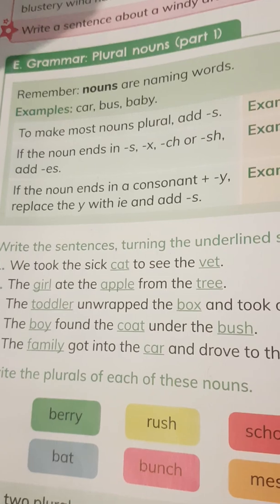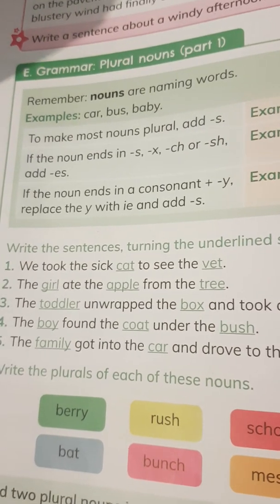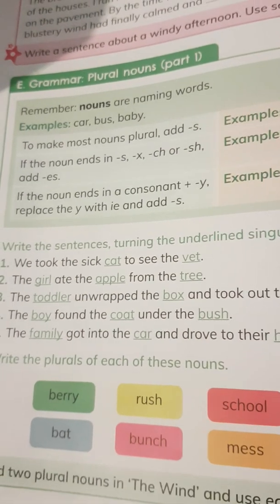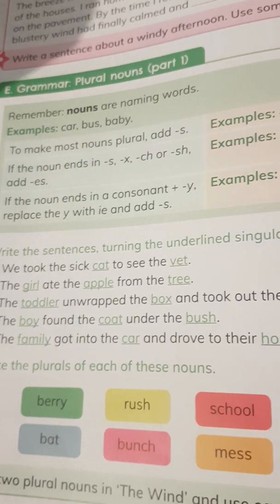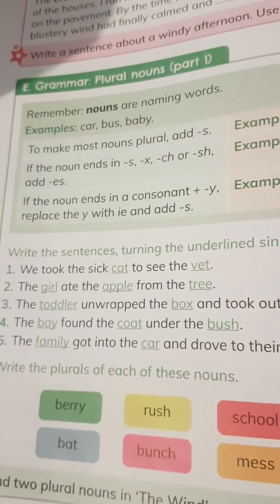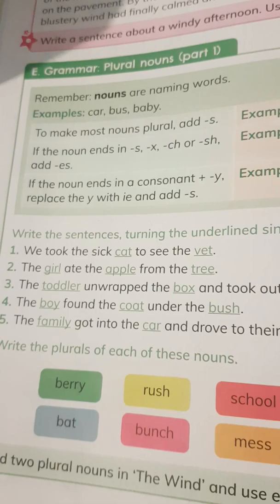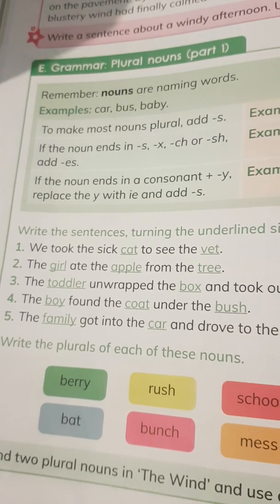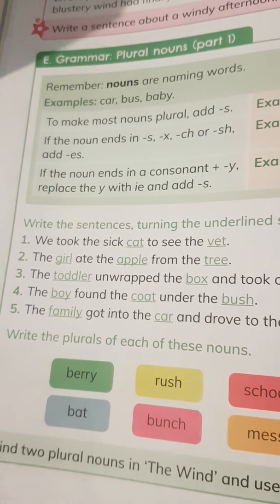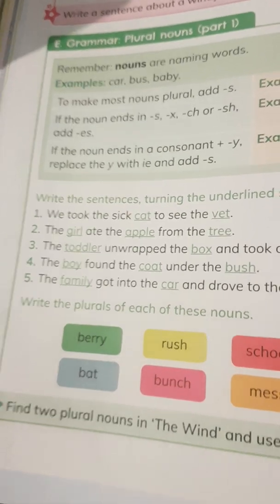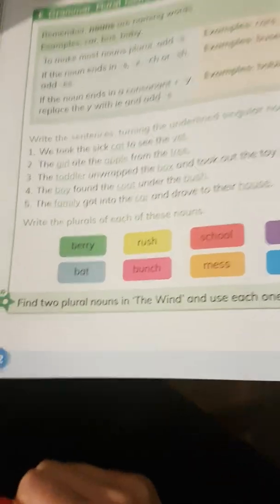Okay, so just three main rules there. Most of the time you're just going to be adding your S. But if the word does end in S, X, CH, or SH, then you must add your ES. And sometimes if you have your consonant plus your Y, you must take away the Y, add your IE, and then add your S. Okay, so let's have a look at some of the exercises.